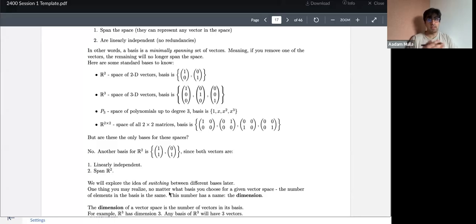Another key word is the dimension of a vector space. The dimension of a vector space is the number of vectors in the basis. So R2, we would naturally say it's two-dimensional, and that makes sense, right? Because there's 2 vectors in the basis. Here we say R3 is 3-dimensional.